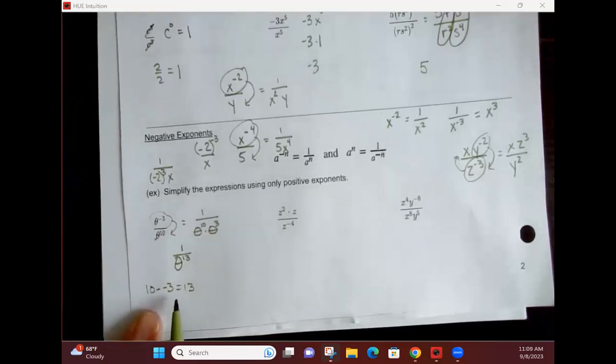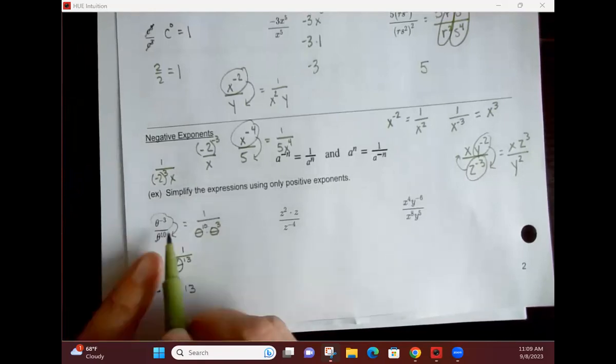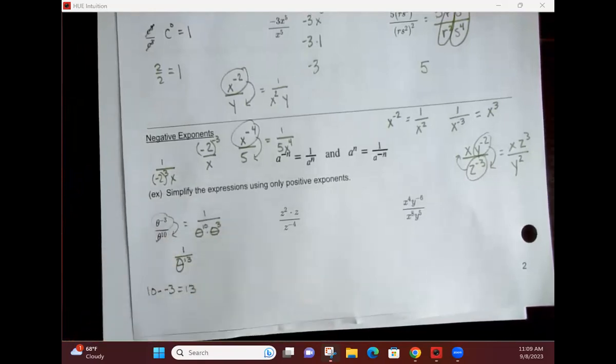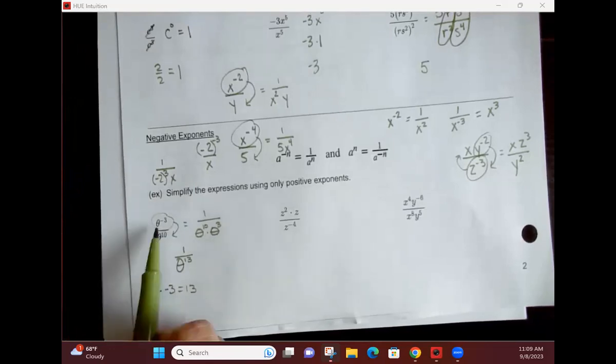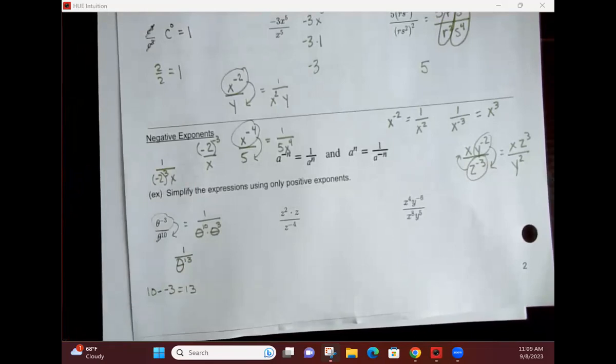I don't like this personally as much as I prefer to move things that have negative exponents. If it is your personal preference to just use the quotient rule, then use the quotient rule. That is okay.